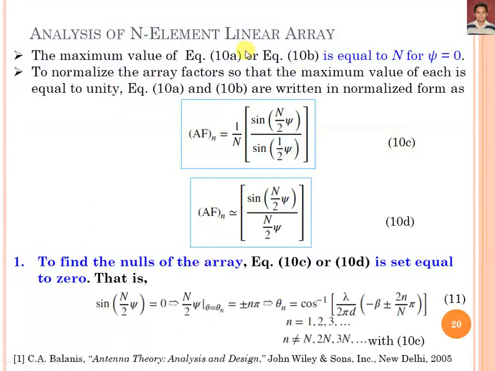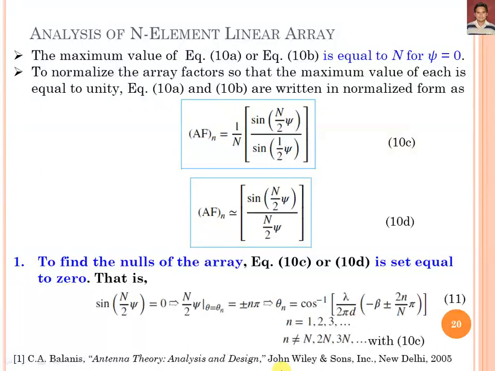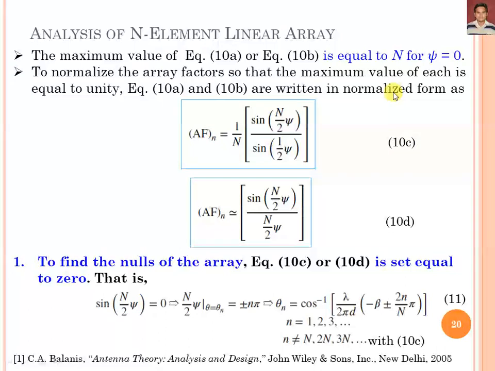The maximum value of equation 10A or 10B, I mean this equation and this equation, is equal to n for ψ equal to 0, and this can be calculated by putting the value of ψ in these two equations. Then you will get the form sin 0 upon 0. Then we use L'Hospital's rule, and we will get the maximum value of the array factor equal to n.